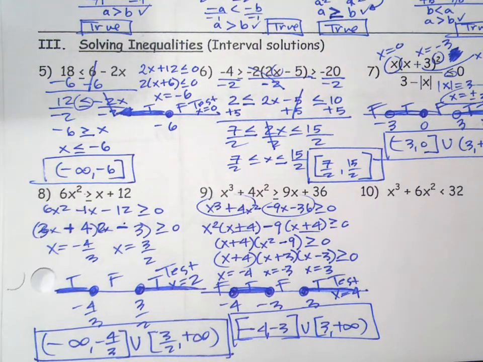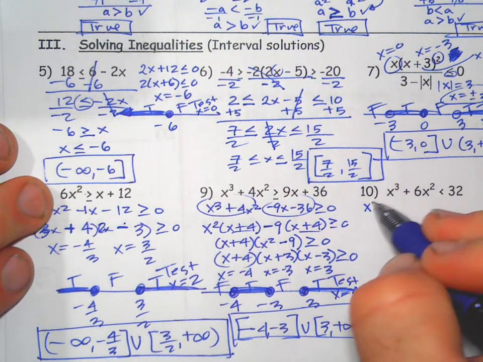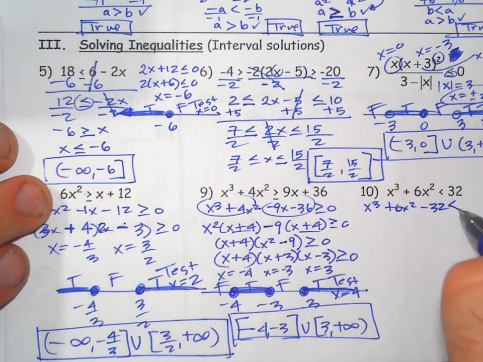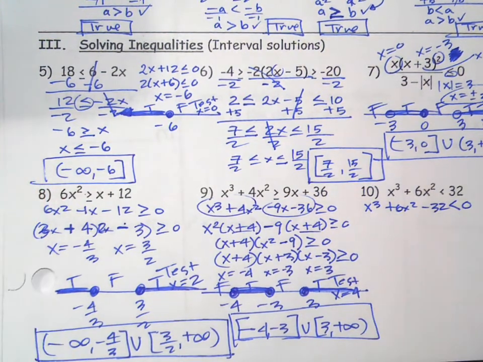Okay. Now you could do rational root theorem on that, which I have to do in the next problem. So you should now do rational root theorem. X cubed plus 6x squared minus 32 less than 0. This is not a quadratic, it's a cubic. We can't do grouping because it's an odd number of terms. So we're going to try rational root theorem.